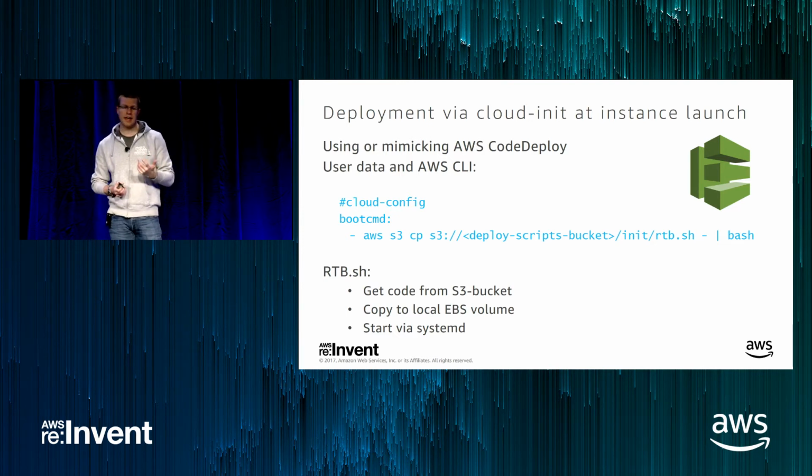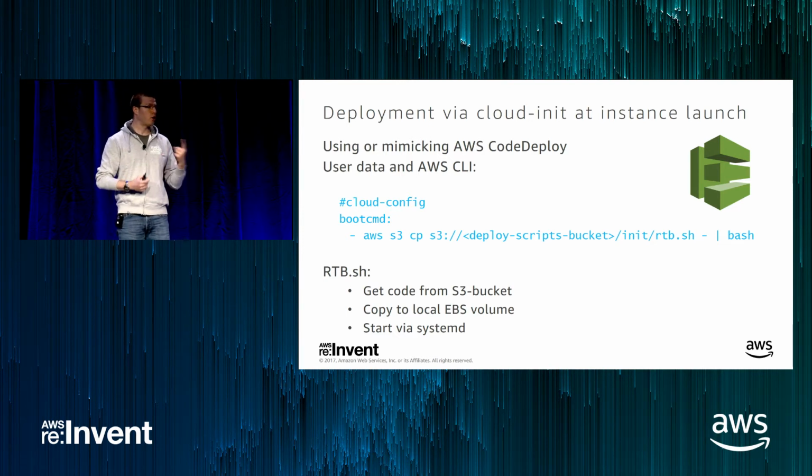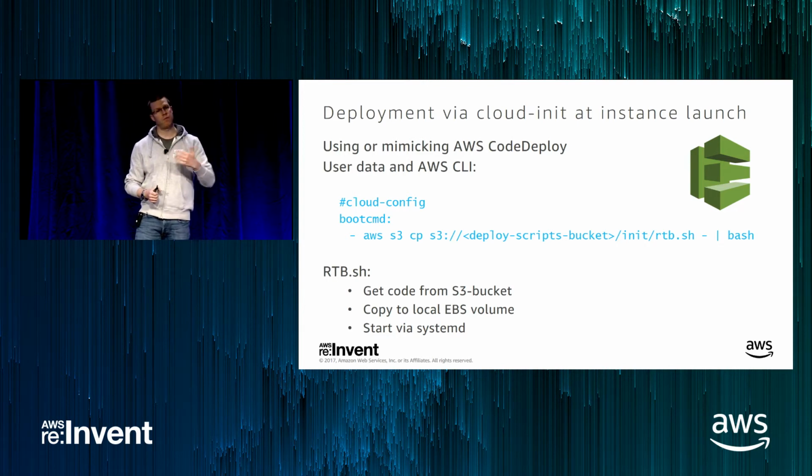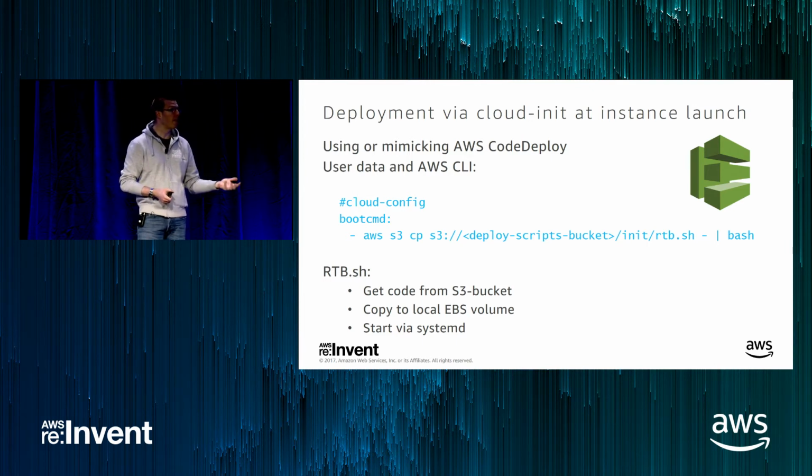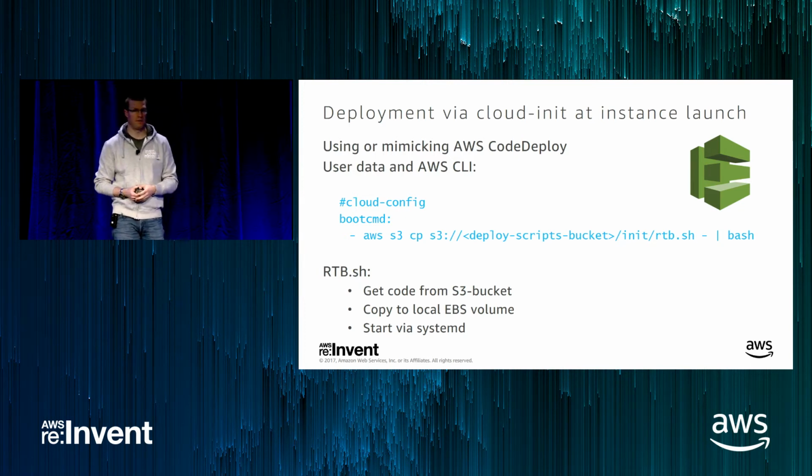What we're doing inside of this shell script is just get our code from an S3 bucket. So our code every time we deploy will be inside of an S3 bucket in a packaged way. We copy that over to the local EBS volume on the instance itself, and then we start the application via systemd. And that's it. And then you actually have a deployment strategy if your autoscaling group starts out the instance.